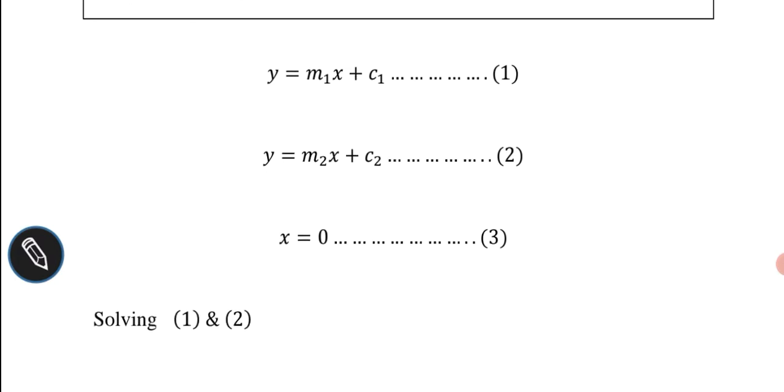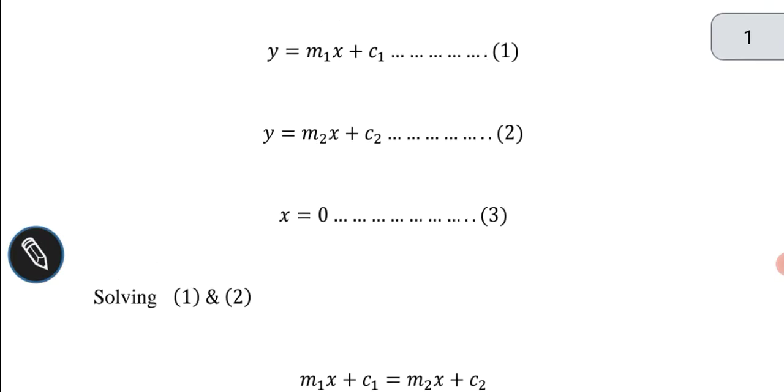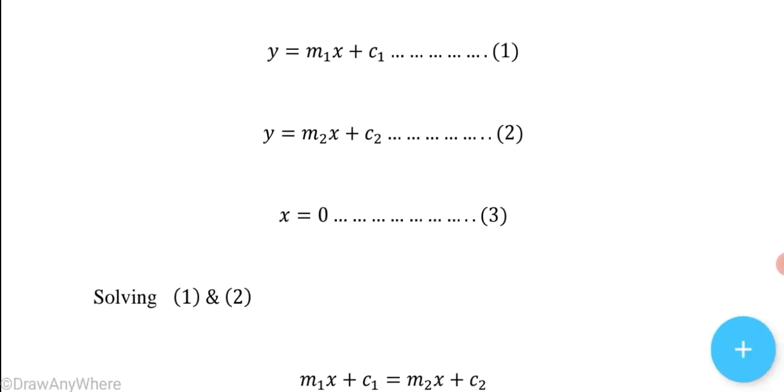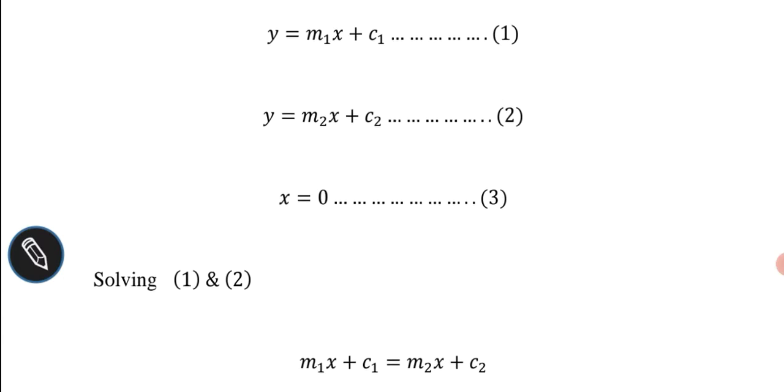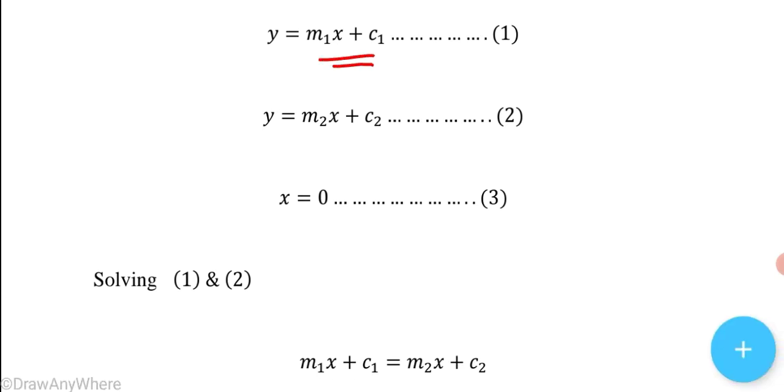Okay, first by solving equation 1 and 2. To solve these equations we can equate equation 1 and equation 2, since the LHS of both equations have y. So m1x plus c1, from equation 1, equal to m2x plus c2, which is equal to y. We can equate the y coordinates of both equations 1 and 2.